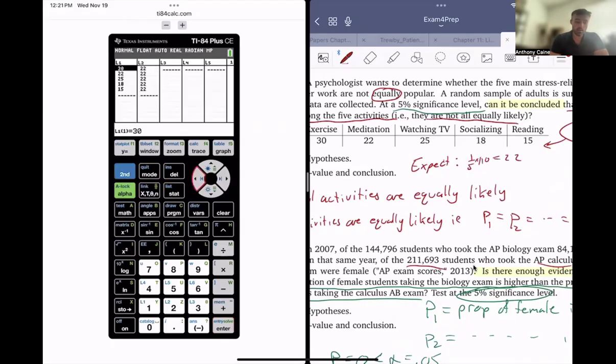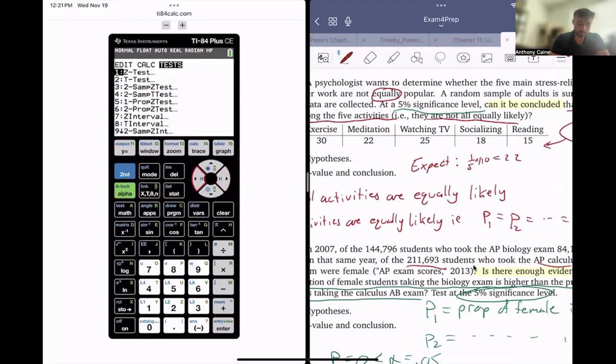All my observations are in list L1. So that's the 30, 22, and so on. And in L2, I put my expectations. I expect exactly 1/5 of 110 to be in every single category. That's what's in there. Go back to stat, back to this. It was option D. Alpha D, there we go.